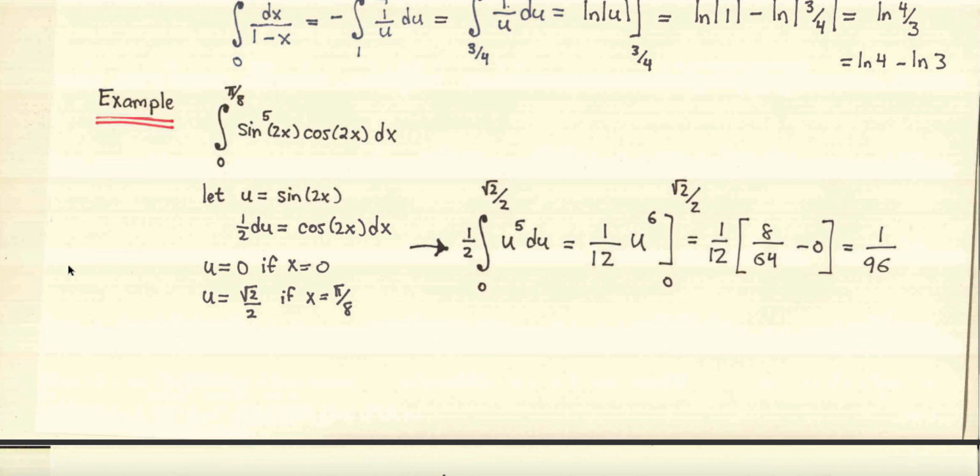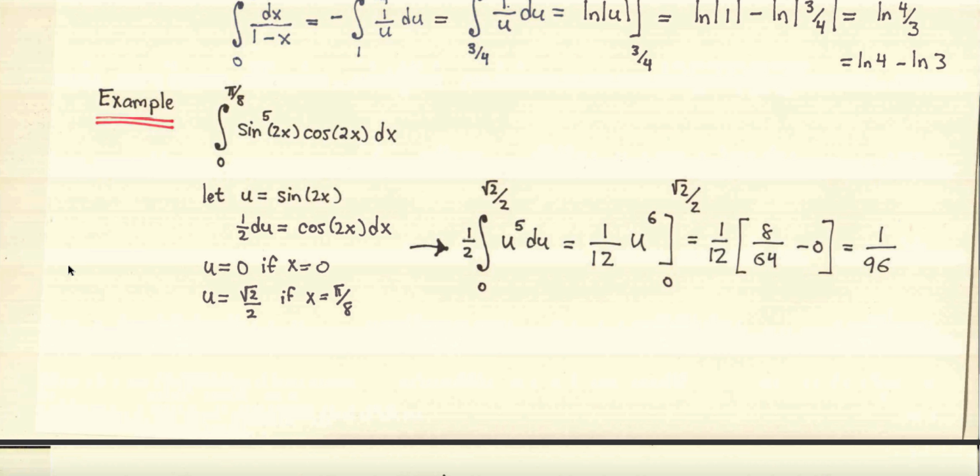Let's find the definite integral from 0 to pi over 8 of sine to the 5th of 2x times cosine of 2x dx. Notice the cosine is the derivative of the sine, and so therefore I'm going to let u equal sine of 2x. So therefore du would be 2 cosine of 2x dx, and 1/2 du would equal cosine of 2x dx.